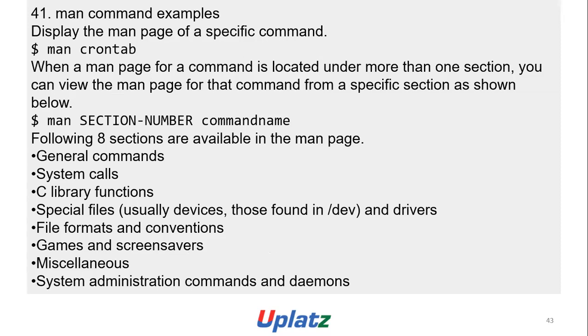Man command examples. Display the man page of a specific command: man crontab. When a man page for a command is located under more than one section, you can view the man page for that command from a specific section as shown below: man section-number command-name. The following 8 sections are available in the man page: general commands, system calls, C library functions, special files (usually devices found in /dev), drivers, file formats and conventions, games and screensavers, miscellaneous, system administration commands and daemons.